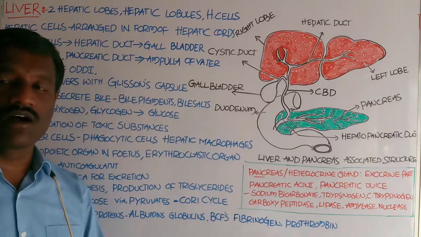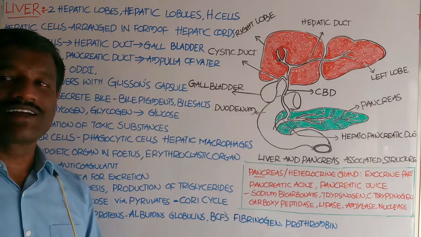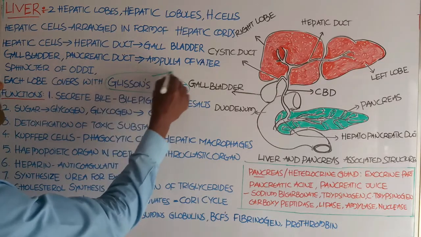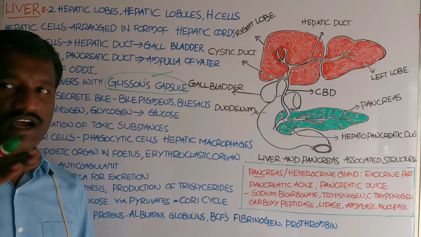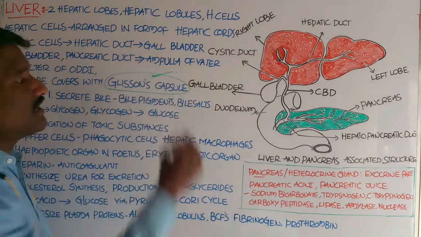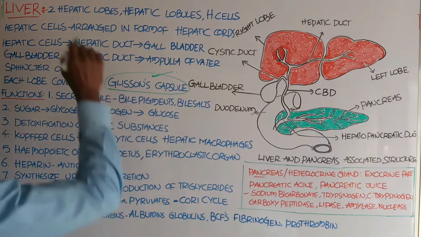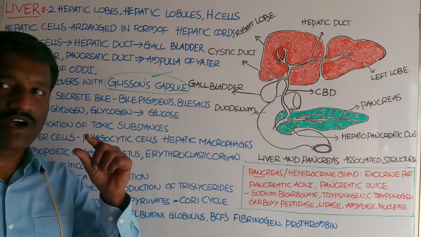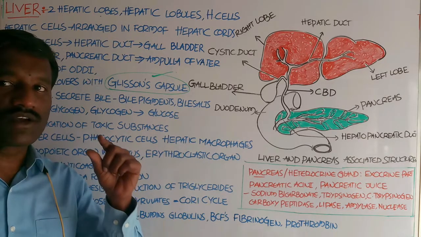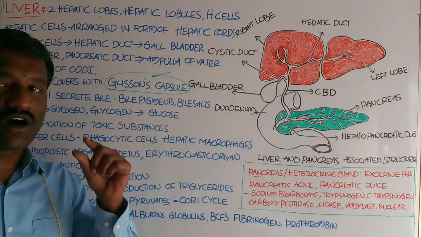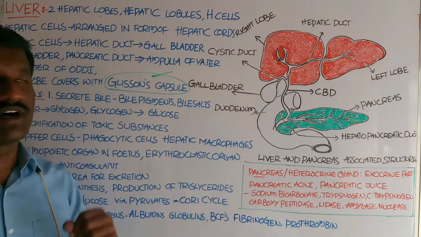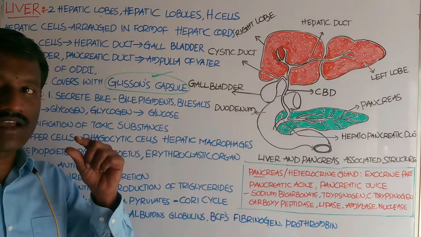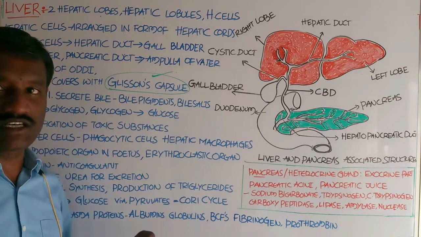Okay, students, next, each lobe is covered with a thin connective tissue sheath, which is called Glisson's capsule. Liver consists of two hepatic lobes, and each lobe consists of a large number of hepatic lobules. The hepatic lobules are the structural and functional units of the liver, arranged in the form of hexagonal structures.